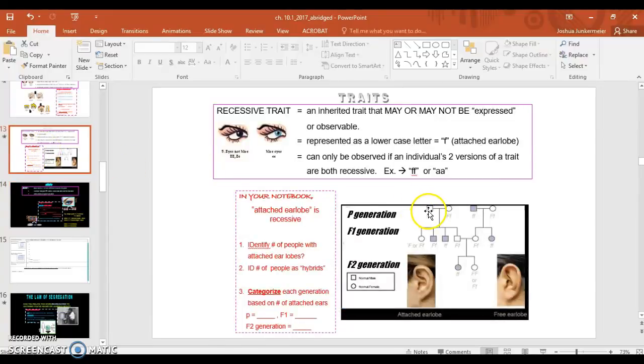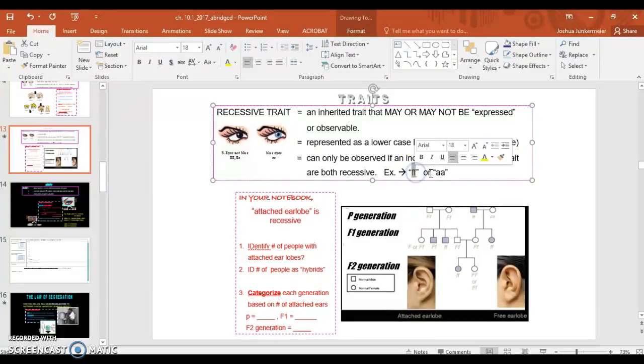So as you can see, this person in this example had FF, or they had AA. Everybody has two alleles, or versions of a gene, for each gene or trait. We just have two of each. We got one from mom, one from dad.